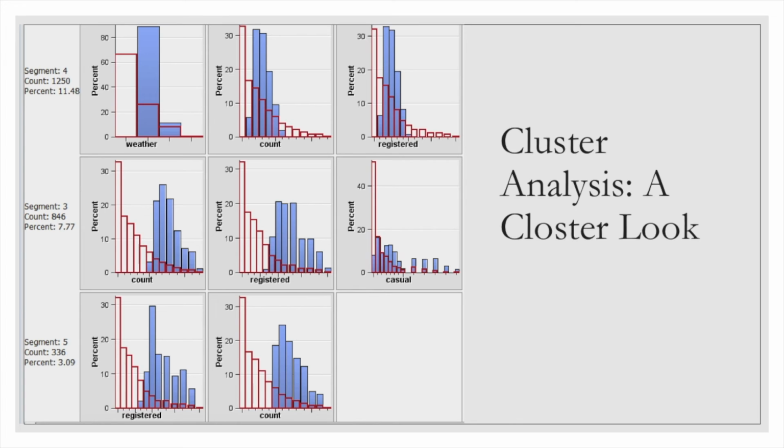Our smallest segment, segment 5, has a count of 336 and makes up 3.09% of the data. Its most important values, and only values, are registered and count. Both variables have distributions that tend to be higher than the average.